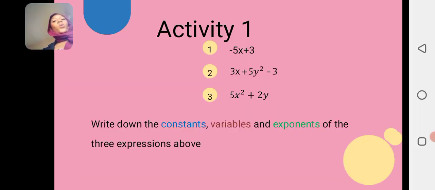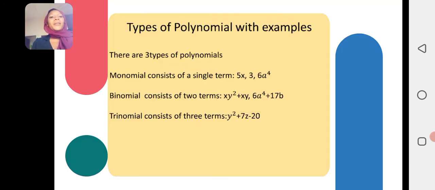Now, activity 1. There are 3 examples for you there. You have to check through the expressions and write down your constants, variable, and exponents. Remember from the example I just gave you now what a constant is, what a variable is, and what exponents are. So you're going to do that.